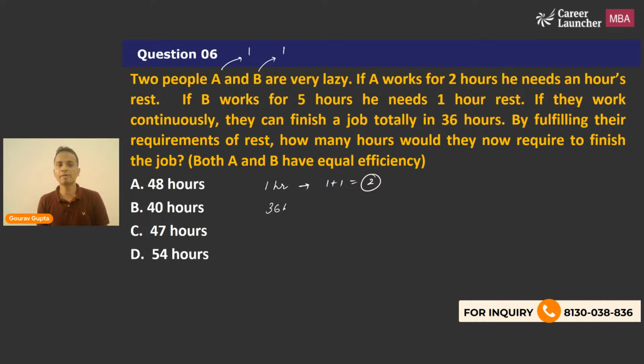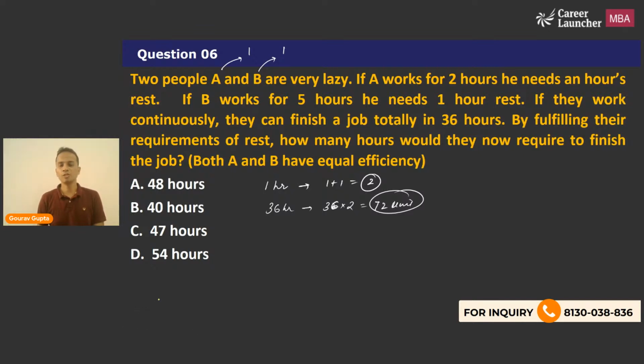So how much work will be done in 36 hours? 36 multiplied by 2, that is 72 units of work. Okay. So now A and B together will have to complete 72 units of work. So they can complete this if they don't rest in 36 hours. Now the question is, by fulfilling their requirement of rest, in how many hours the work will be finished?